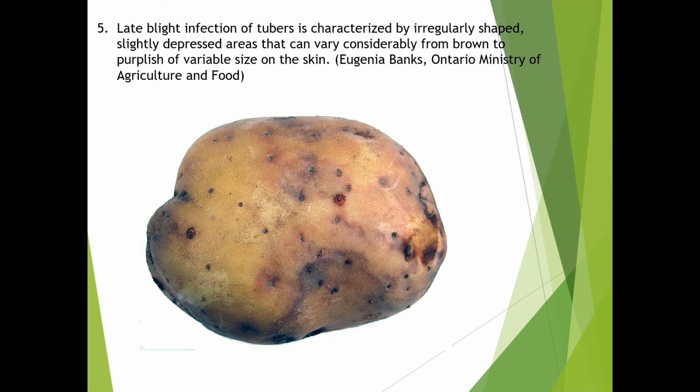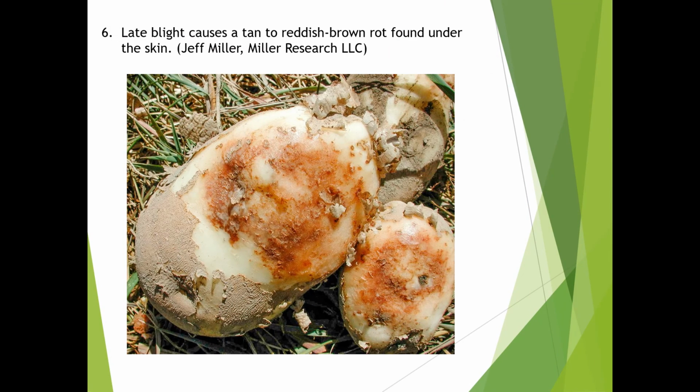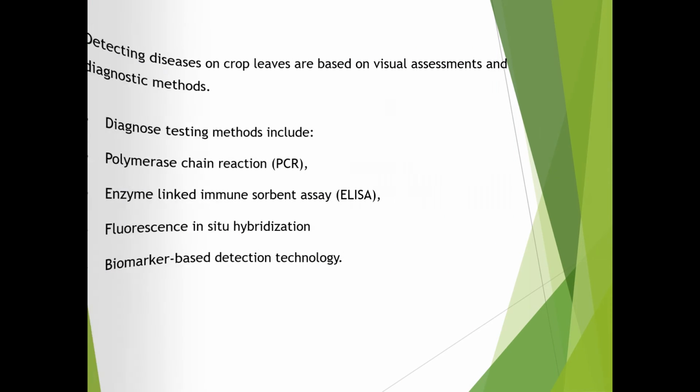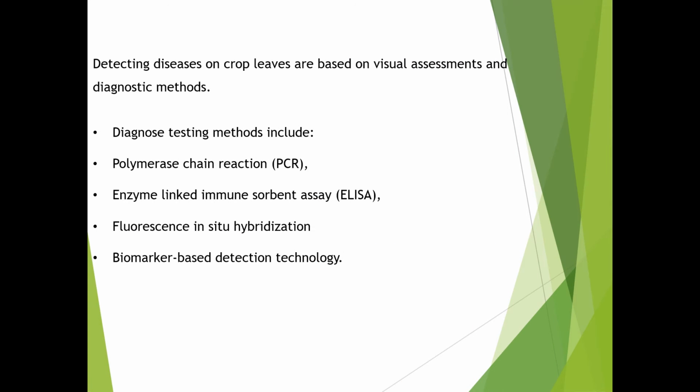As in the picture, you can see that late blight causes a tan to reddish brown rot found under the skin. Conventionally, detecting disease on crop leaves is based on visual assessment and diagnostic methods.